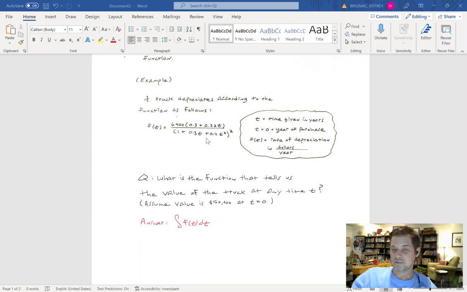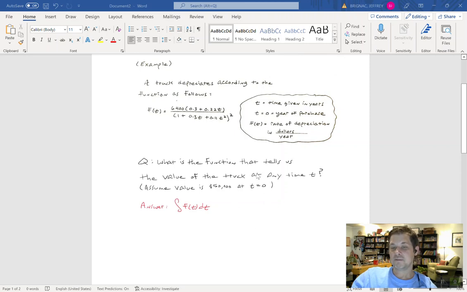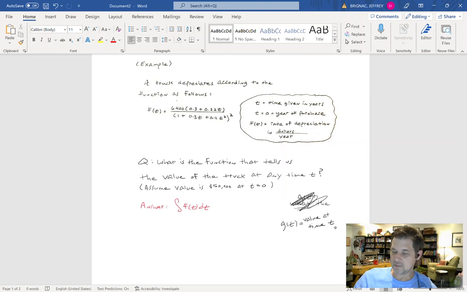Now, the answer to that is that I could have the indefinite integral, the antiderivative of this. You see, this function is the derivative of the function that tells you what the value of the truck is at any time. The reason for that is, well, because of the units. Say I had a function g of t, and that's the value of the truck at time t. If I took the derivative of this, the units would be value over time, or dollars over time, right? Dollars per year. And it would be interpreted with those units as how fast the value is changing. So what we want is the antiderivative.